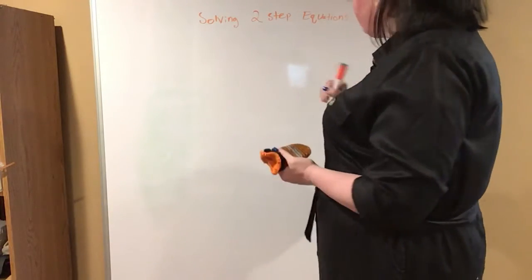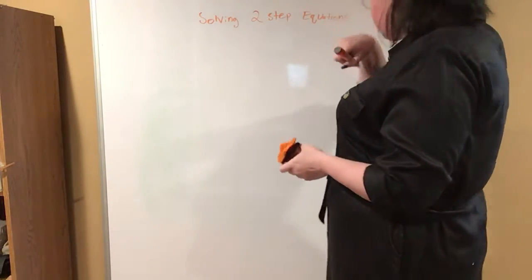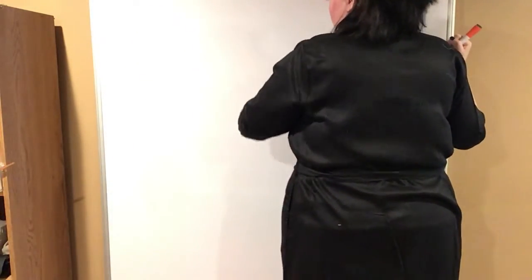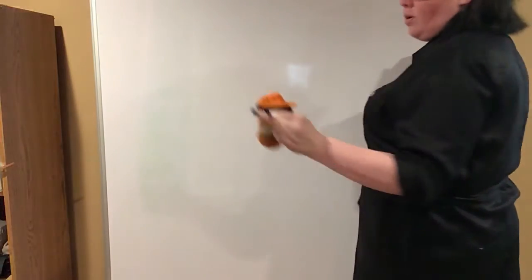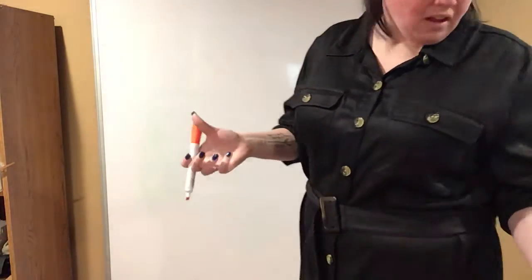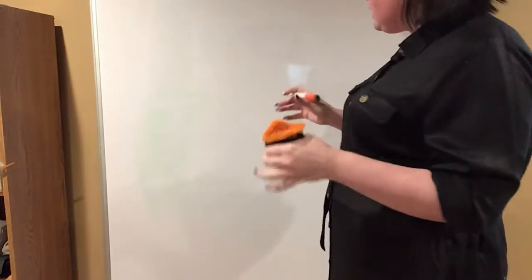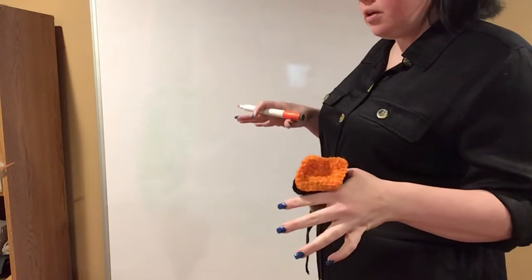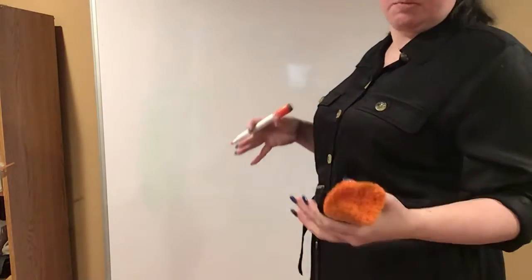Okay, so now let's do some more two-step stuff, but we're going to add the added stuff of inequalities. And they're not that hard. The only difference is when you multiply or divide by negative, it flips the sign of an inequality, and then it kind of throws people off.